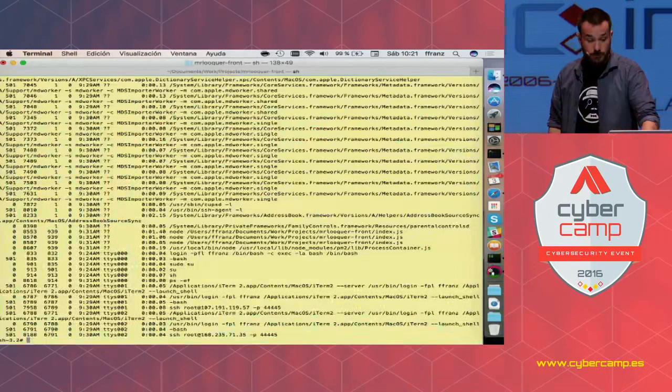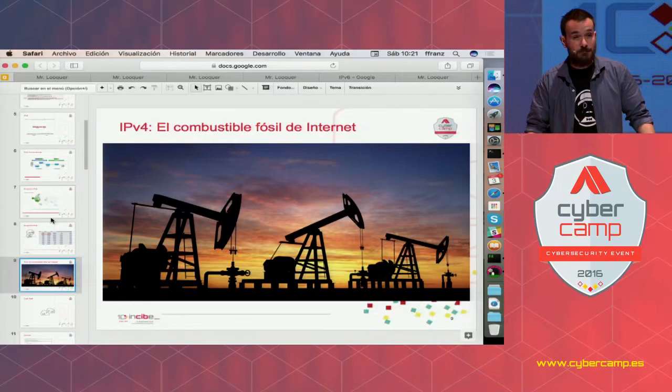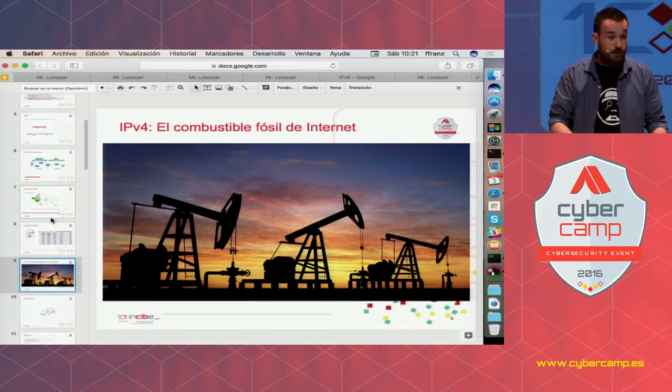I always compare IPv4 with fossil fuels. Ever since I was small and I went to school, someone at the time was already saying, oil will be over, gas will be over. We have to do something. We will run out of oil and gas. And then this week, the OPEC has said that they will not be extracting so much oil because there is a surplus of oil in the world.